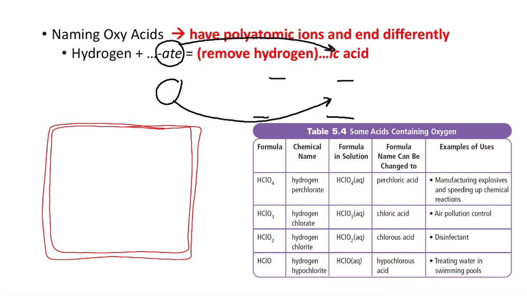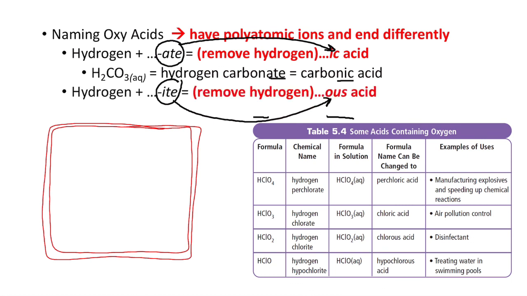So if a polyatomic ends in ATE, we replace it with IC and get rid of the hydrogen entirely from the name. So H2CO3 is hydrogen carbonate. Drop the hydrogen entirely, change the ending to ic, so it becomes carbonic acid. When we take hydrogen carbonate and dissolve it in water, it becomes carbonic acid.